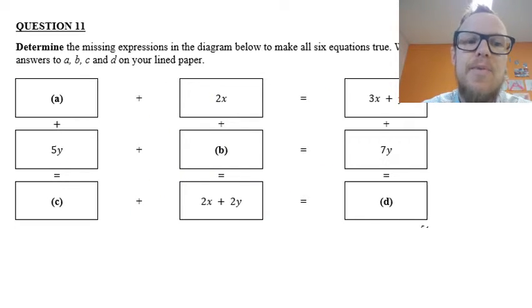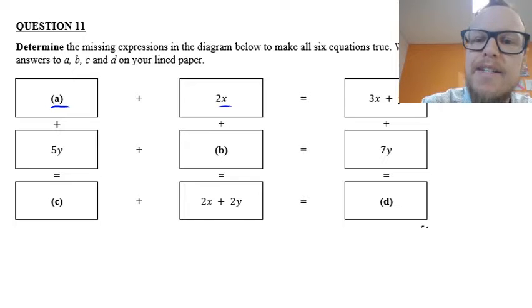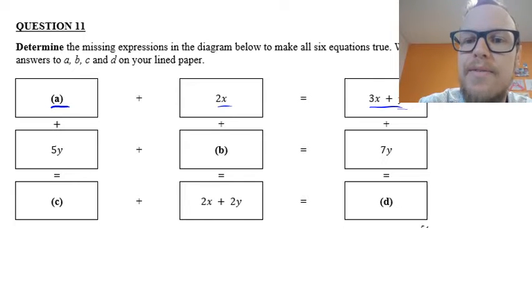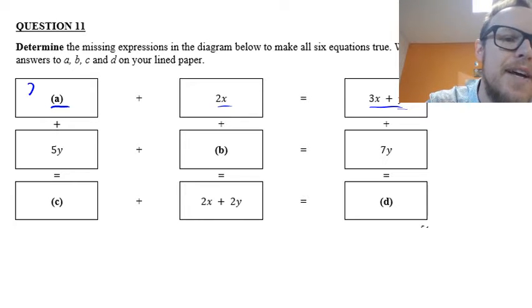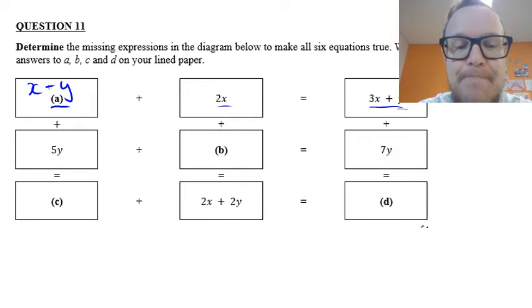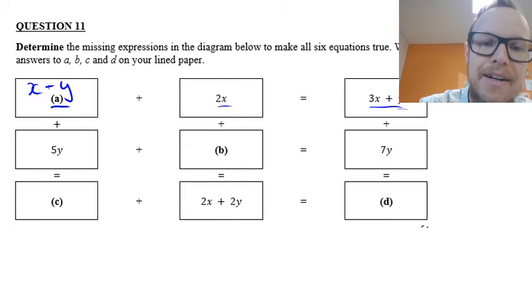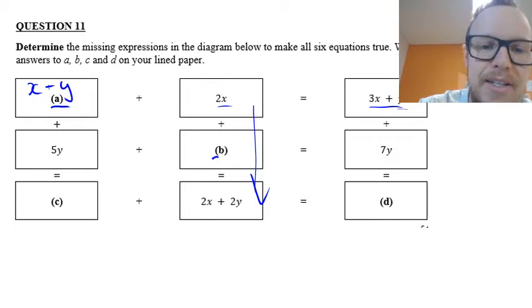For question 11, we're asked to determine these missing expressions, so we need to work backwards. For A, we can see 2x plus A is equal to 3x plus y. We add 2x and we get 3x plus y. So for that to be true, we need x plus y to be equal to A. For B, if we look vertically, 2x plus something equals 2x plus y. Well, that just has to be 2y then.